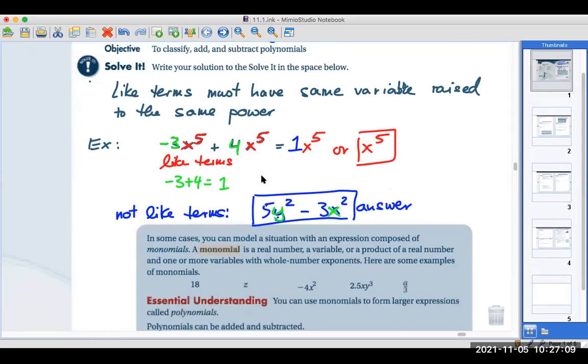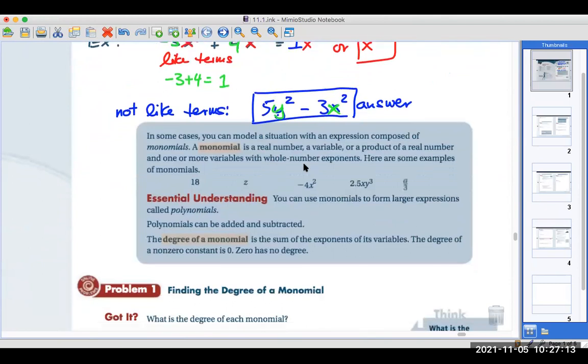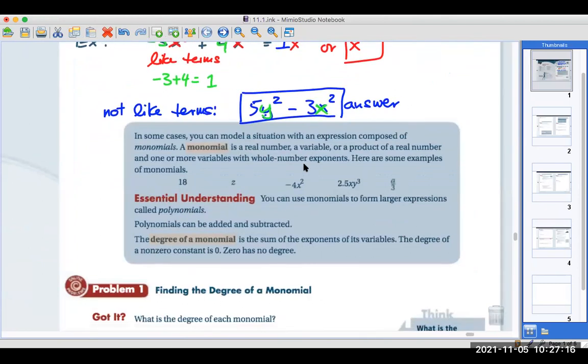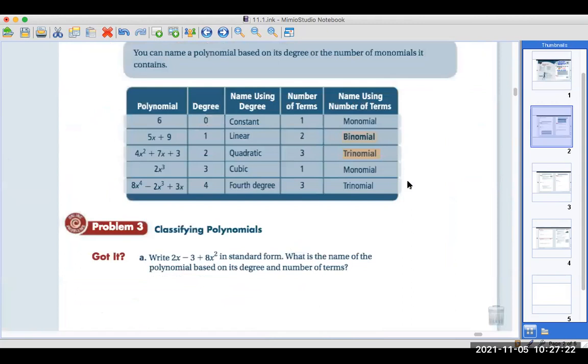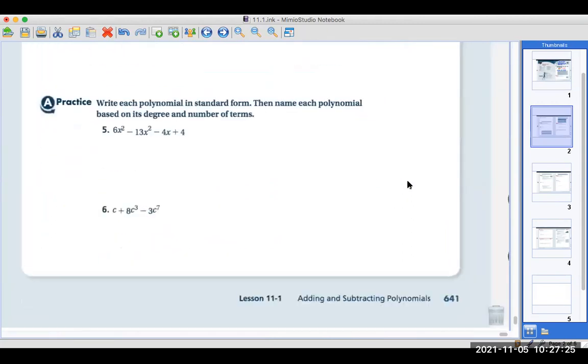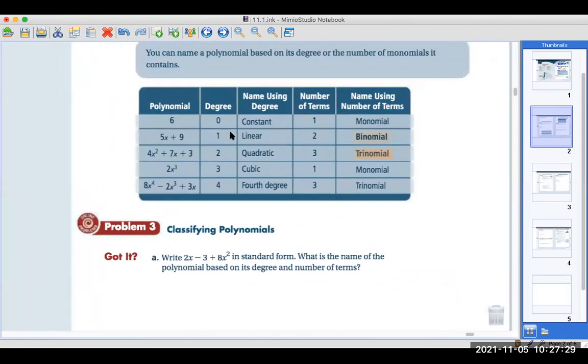We're going to combine like terms. And here they're talking about, by the way, the degree is the highest power. I don't want to go into it that much. These are all called monomials, because if you go to page 641, here it tells you about the names. So you need to look at this chart here. You can name a polynomial based on its degree, which is your highest power.